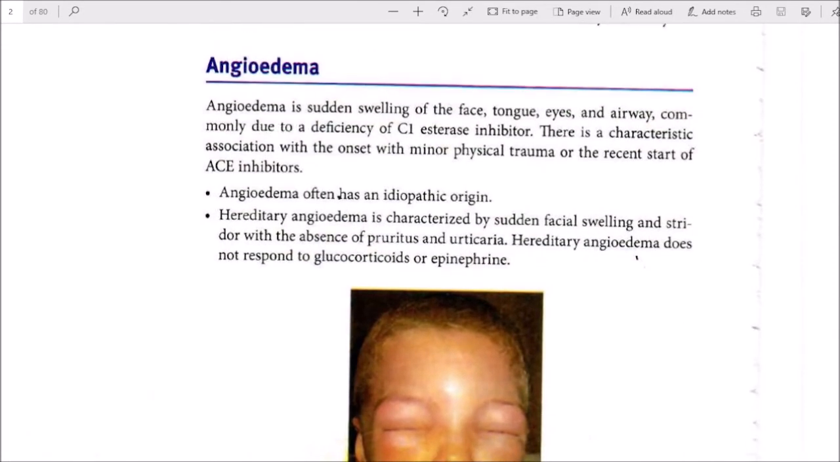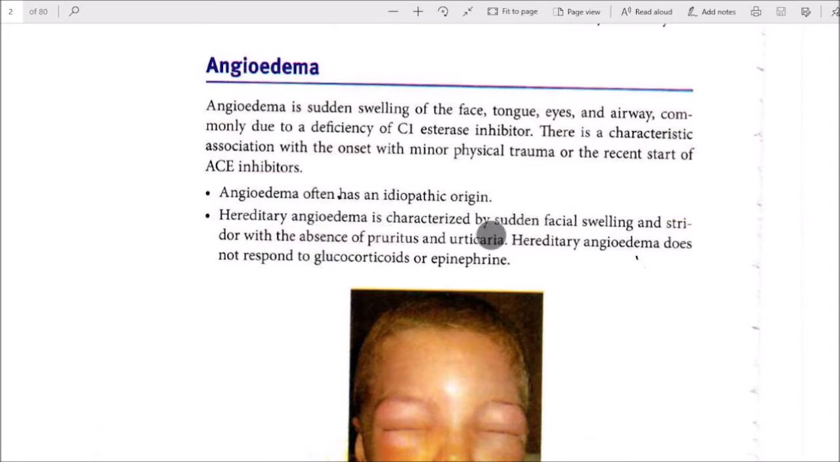Angioedema. Angioedema is sudden swelling of the face, tongue, eyes, and airway, commonly due to a deficiency of C1 esterase inhibitor. There is a characteristic association with the onset of minor physical trauma or the recent start of ACE inhibitors. Angioedema often has an idiopathic origin.